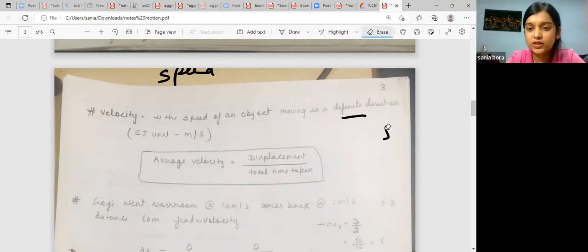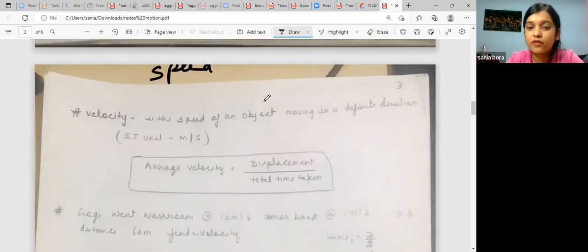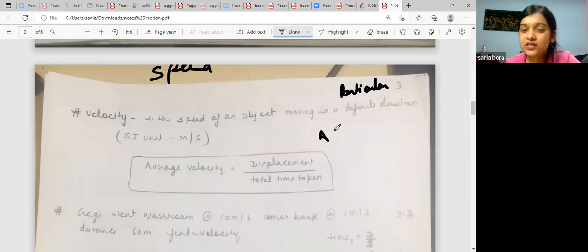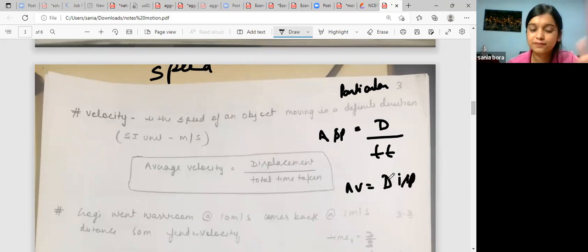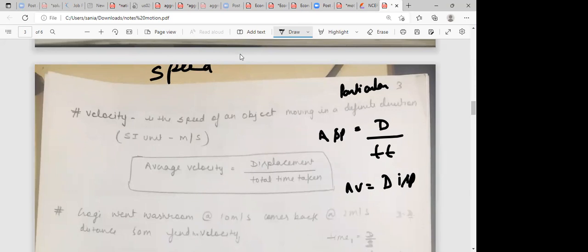So you will write hashtag velocity. Just quickly write it down. Velocity is the speed of an object moving in a definite direction, or you can say a particular direction. And average velocity equals displacement upon time taken. Here, average speed was total distance upon total time, right? But because velocity and displacement go together, for average velocity you will be taking displacement. You won't be taking distance. Clear? Yes, ma'am. So quickly write it down.